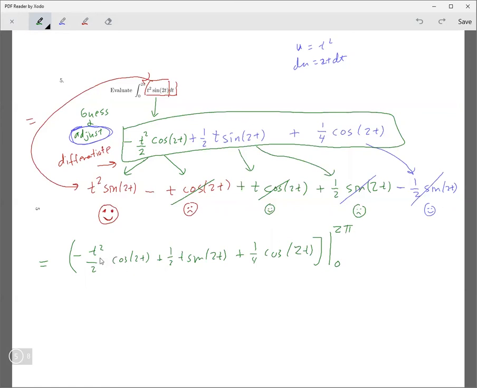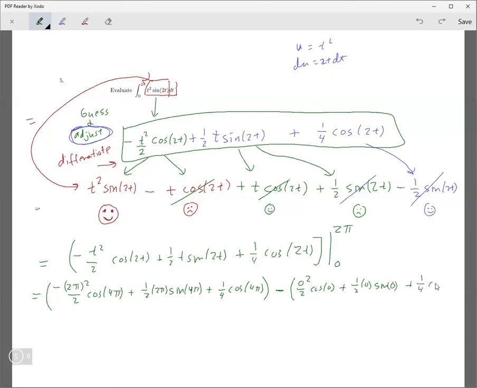So I plug a 2 pi in first. And that's going to give me negative 2 pi squared over 2, cosine of 2 times 2 pi, that's going to be cosine of 4 pi. And then here it's going to be 1/2 times 2 pi, sine of 4 pi, plus 1/4 cosine of 4 pi. And then I plug in a 0 and subtract. And sine of 4 pi, that's 0. Of course, these are also 0.